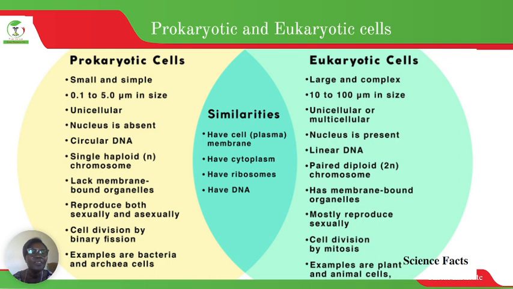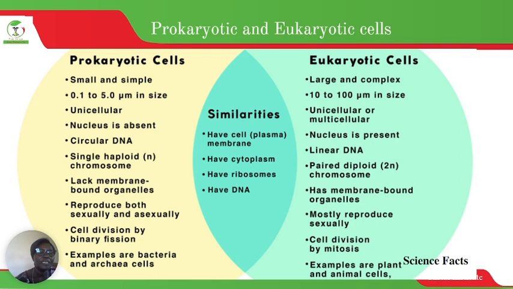The prokaryotic cells are unicellular, whereas the eukaryotic cells are unicellular or multicellular. In the prokaryotic cells, the nucleus is absent, whereas the eukaryotic cells have a nucleus. The prokaryotic cells have a circular DNA, whereas the eukaryotic cells have a linear DNA. Then the prokaryotic cells have a single haploid number of chromosomes, whereas the eukaryotic cells have a paired, that is diploid number of chromosomes.